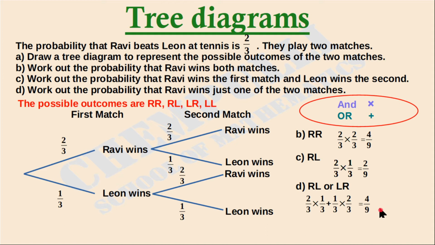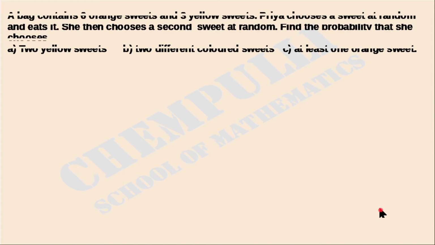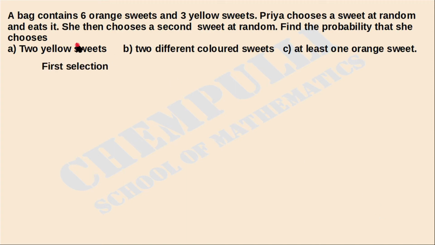Okay, then we can check one more question. Here the question: a bag contains 6 orange seeds and 3 yellow seeds. That is, here one bag is there. That bag contains 6 orange seeds and 3 yellow seeds. Priya chooses a seed at random and eats it. She then chooses a second seed at random. Find the probability that she chooses 2 yellow seeds, 2 different colored seeds, at least 1 orange seed.